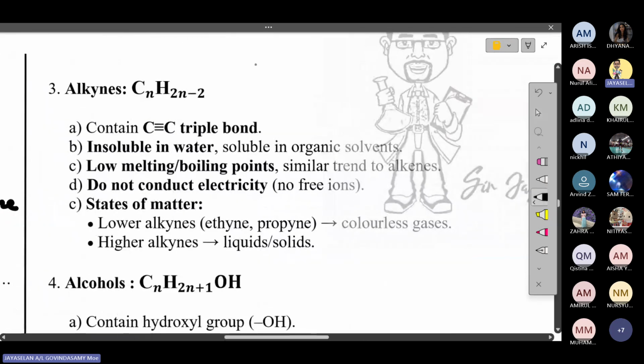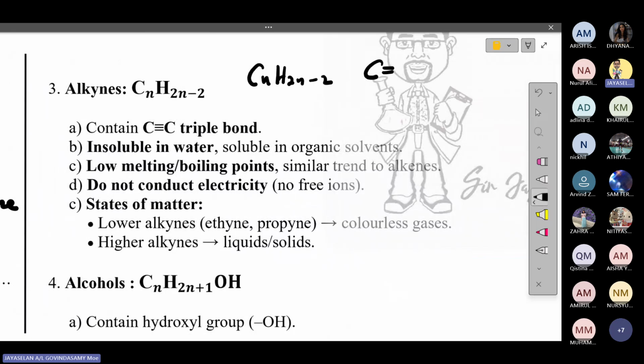Okay, alkyne general formula CnH2n minus 2. It must have one triple covalent bond between the carbon atoms. Mesti ada triple covalent bond. Okay, sama saja, almost same because they are made up of covalent compound. Insoluble in water, low melting point, do not conduct electricity. This one no need to remember lah. N2 till N4, they exist as colorless gas. Okay, then they are liquid and solid.